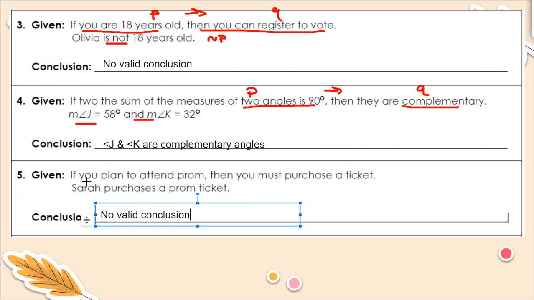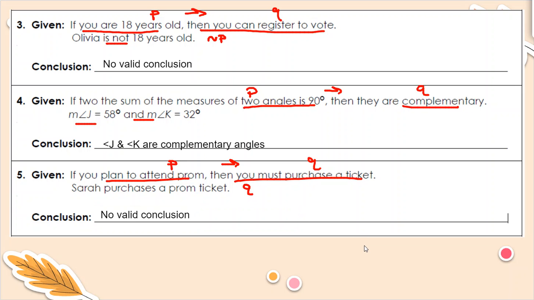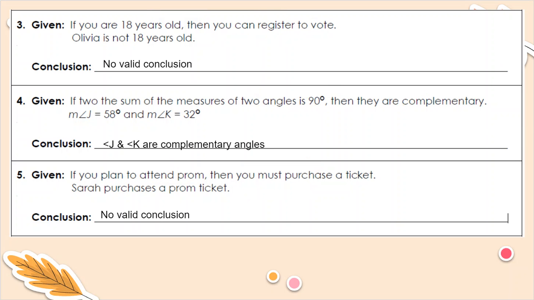Here, however, it says if you plan to attend the prom, so if P, then you have to buy a ticket, then Q. Sarah purchases a prom ticket. So we have not been given P, we've been given Q. We cannot draw the converse conclusion. We can't say if Q then P and draw the conclusion of P. No valid conclusion can be drawn, even though we were given one of the statements, it was not P. Order matters for these, okay?